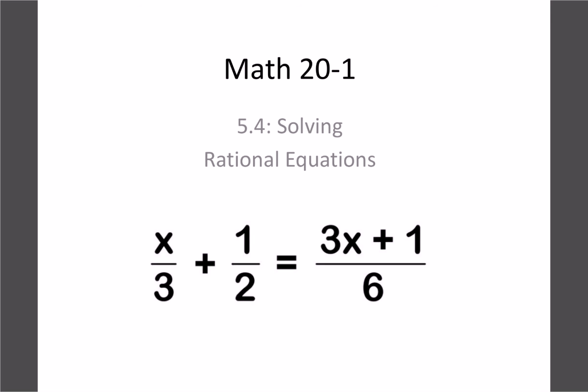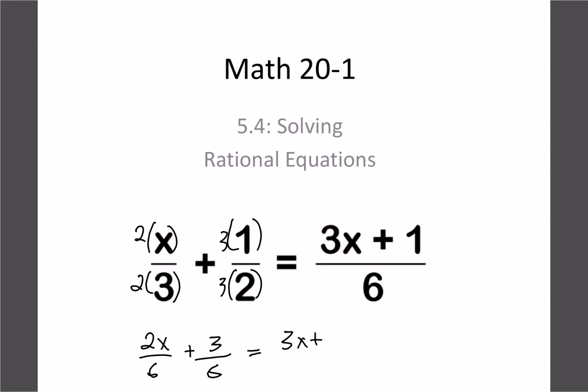So if we look at this one on the title page, we have 3, 2, and 6, so we can make our denominator 6. If we times our first fraction by 2 and our second fraction by 3, we'd end up getting 2x over 6 plus 3 over 6 equals 3x plus 1 over 6. Now that all the bottoms are the same, that means the tops have to be equal, so all we have to do is solve the top equation. So we'd have 2x plus 3 equal to 3x plus 1.